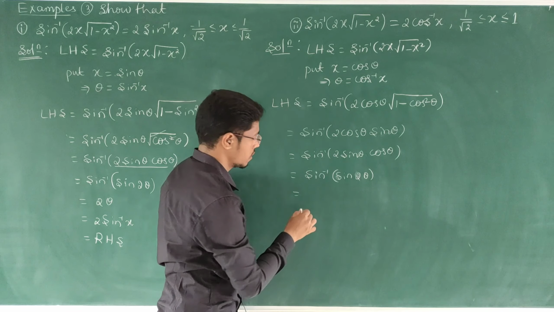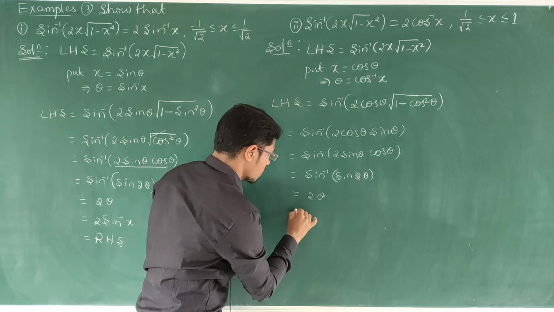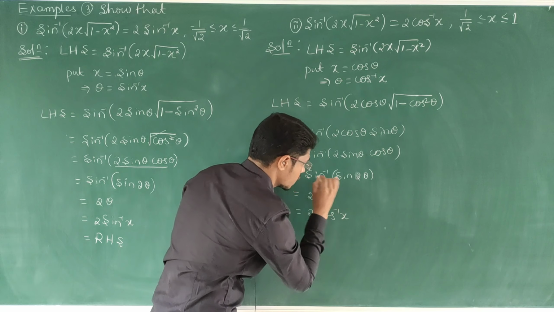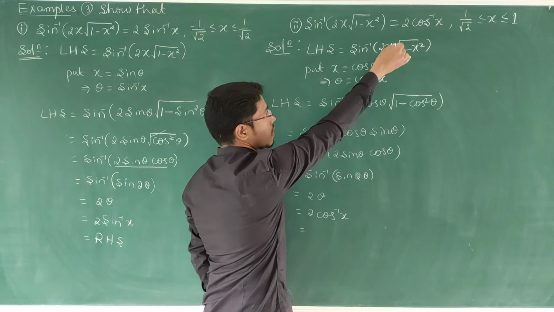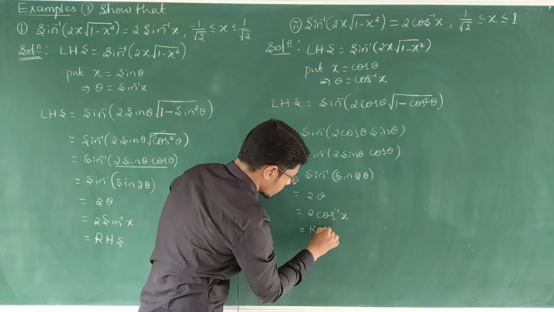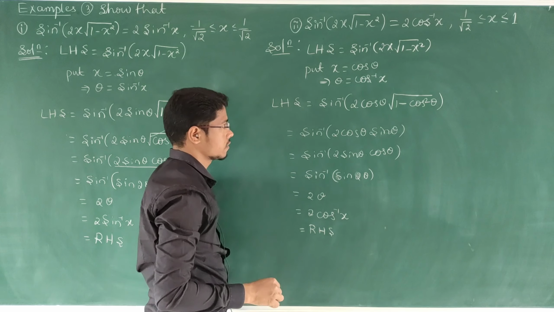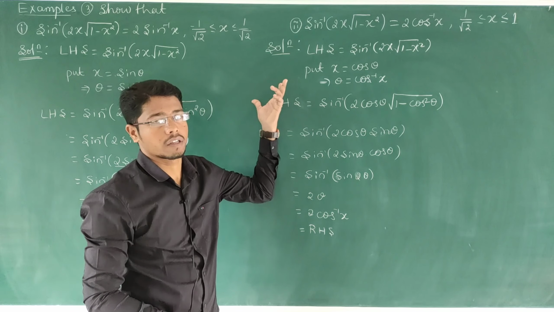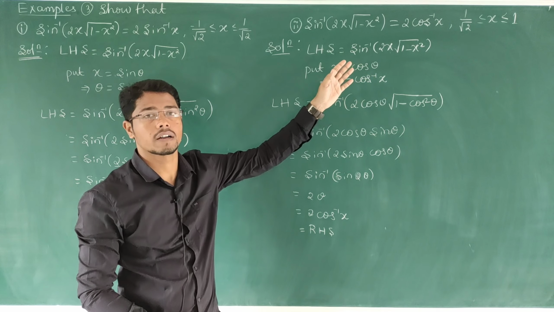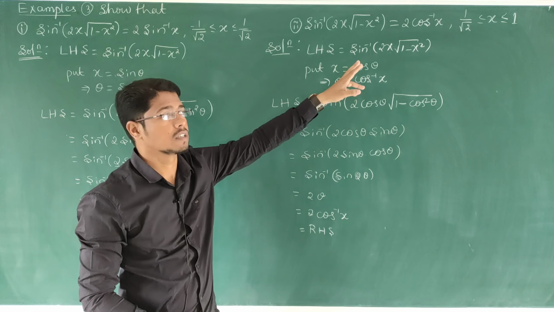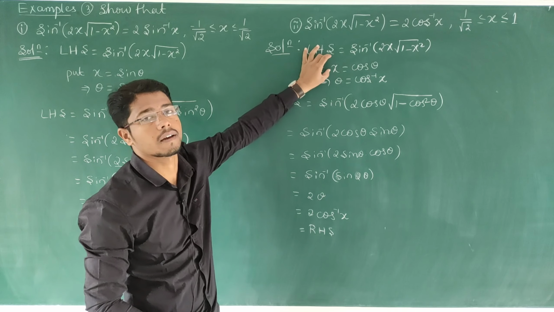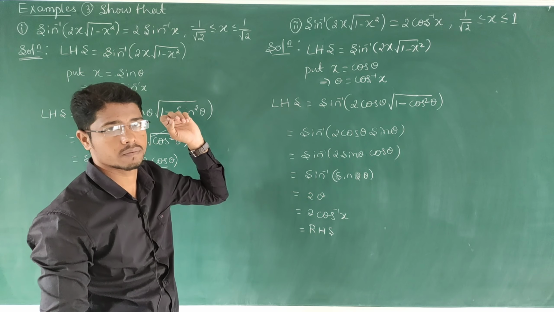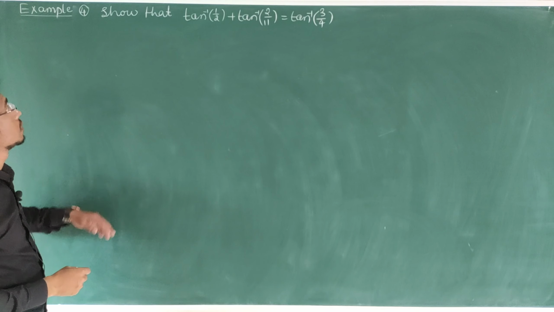Cancel sine inverse and sine, remaining is 2 theta. So what is theta? Theta is cos inverse x. 2 cos inverse x. So this is our required result, the RHS. So these are the two problems, very important. Substitution is very important in these two problems. See the RHS, what they asked in the answer. If they need cos inverse, put cos theta. Here they need sine inverse, put sine theta. Very simple problems.